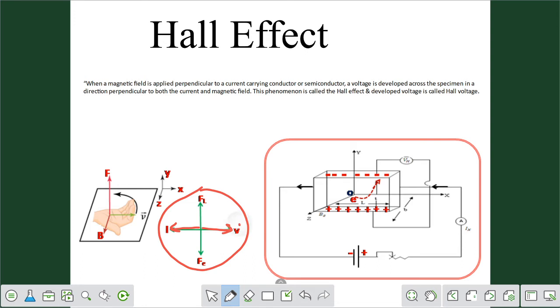Okay, the drift velocity and current direction are always in opposite directions, and this F_L is the Lorentz force, which acts toward the upper surface of this specimen. At the same time, when the Lorentz force is applied on the moving electrons, an electric force will also be applied on them in the direction opposite to the Lorentz force, and both forces will be balanced to each other. Got my point?